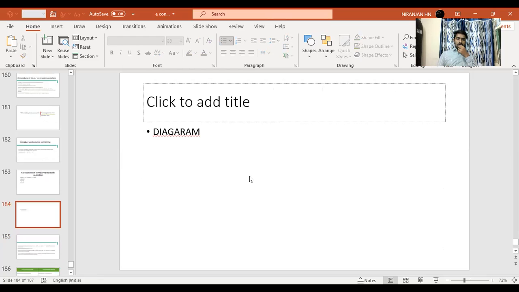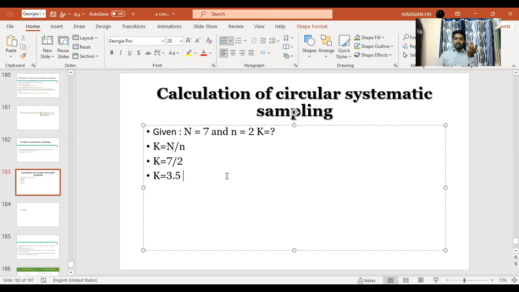So how will I choose the interval? 3.5, I can't say 3. The third person will say half of the response and the fourth person will say half of the response. No, that can't be possible. We have to convert the decimals into whole numbers. So how are we going to do it? We have two probabilities here.